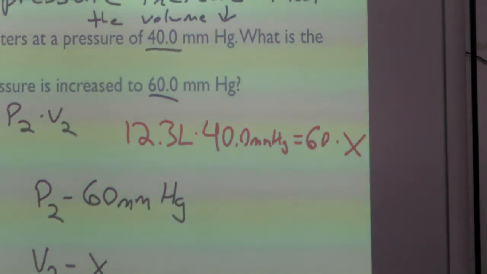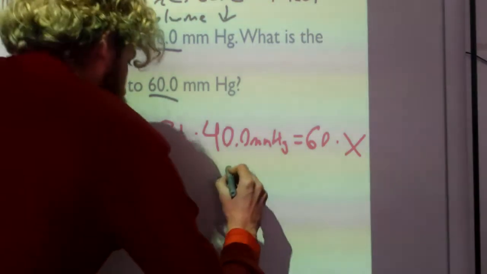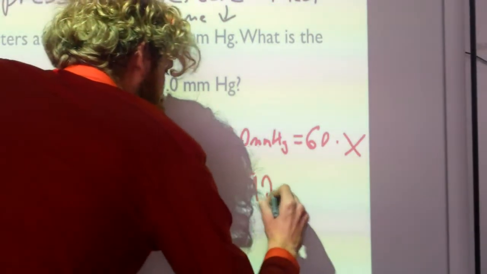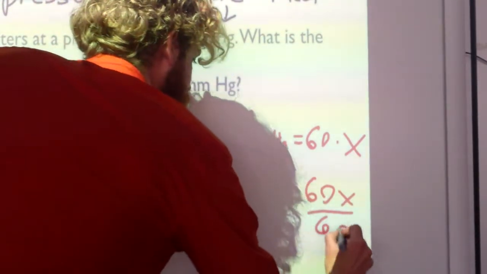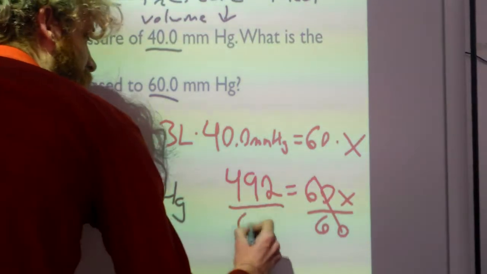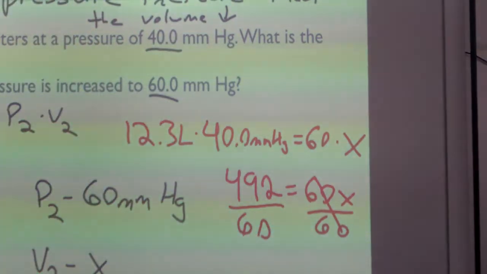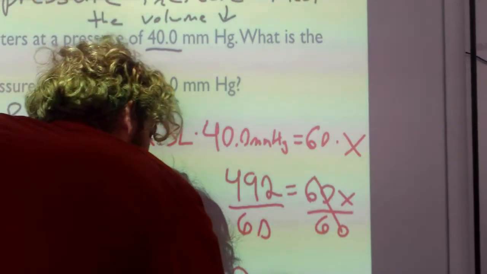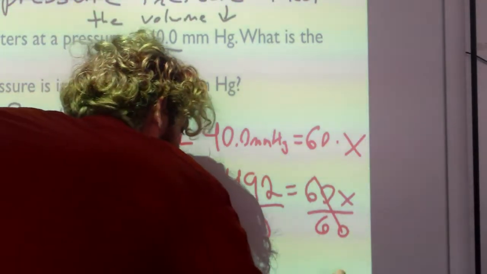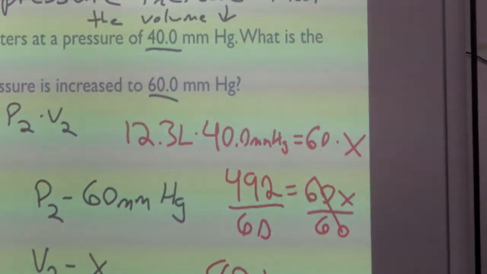So first thing we have to do, 12.3 times 40.0. That gives us 492. 492 equals 60X. Divide both sides by 60. Those cancel out. 492 divided by 60 gives us 8.2 liters equals X. Don't forget your units. It's very important that you guys have your units.